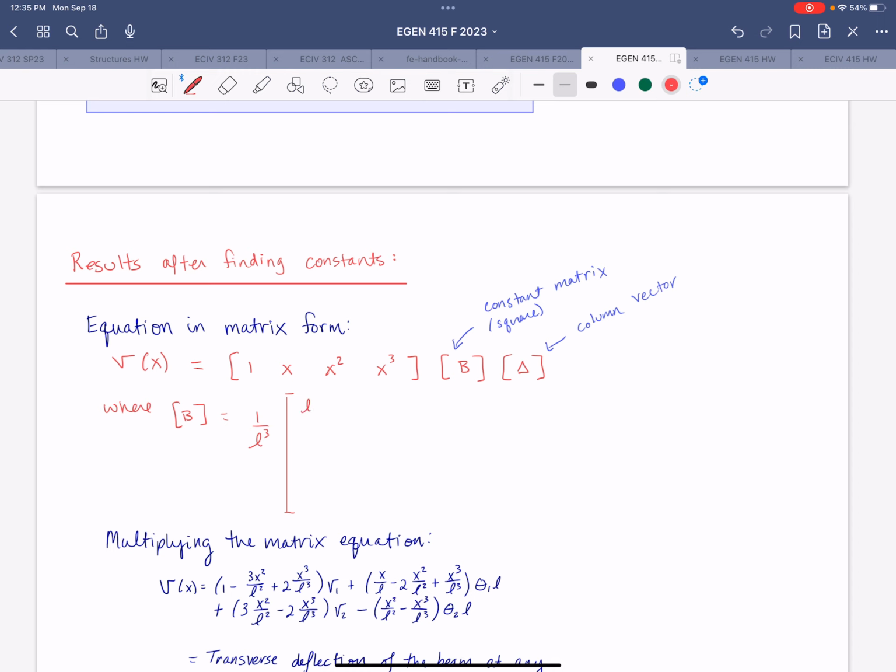And then in the first column, L cubed, 0, negative 3L, and 2. In the second column, 0, L squared, negative 2L, and 1. Third column, 0, 0, 3L, and negative 2. And then fourth column, 0, 0, negative L, and 1. And then the delta matrix will just be your nodal displacements in order, specifically v1, theta 1, v2, theta 2.